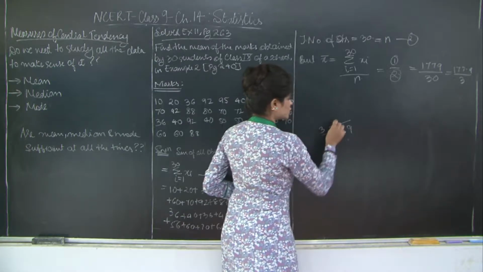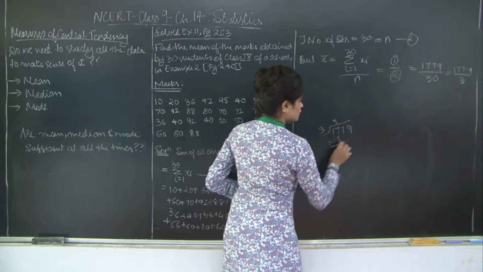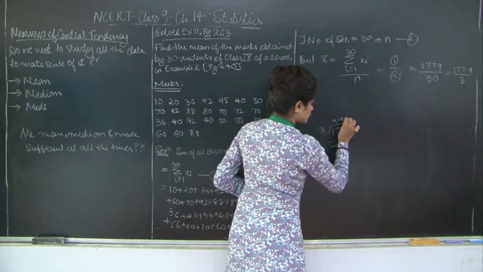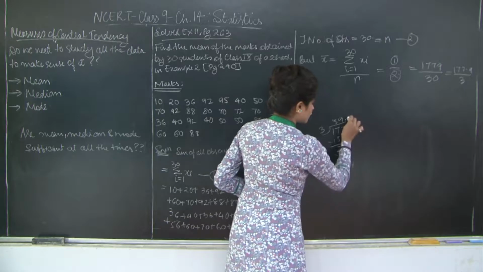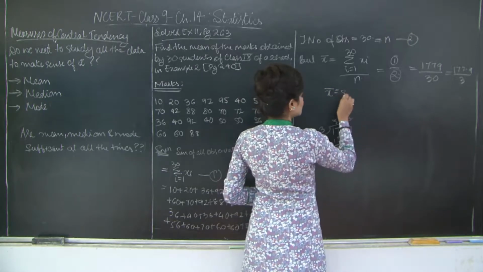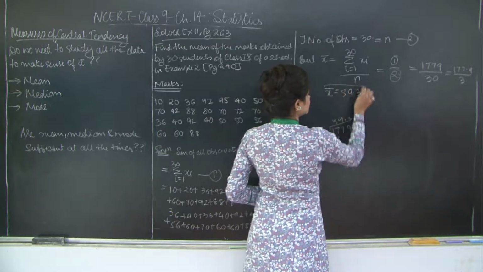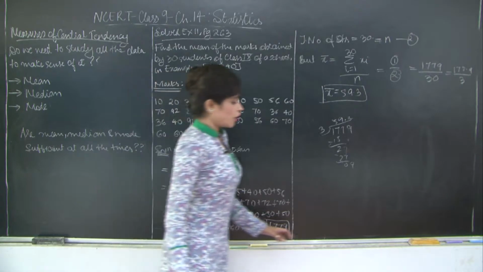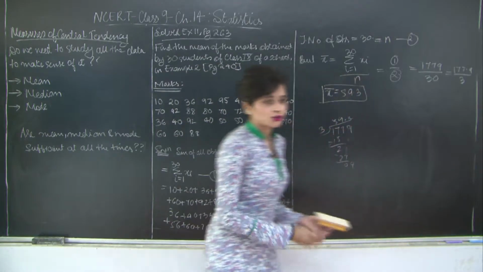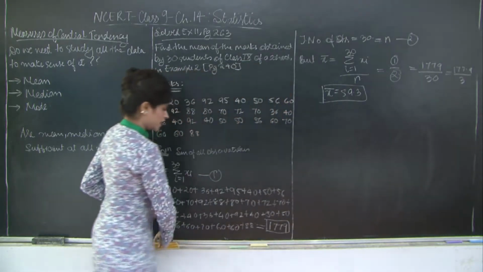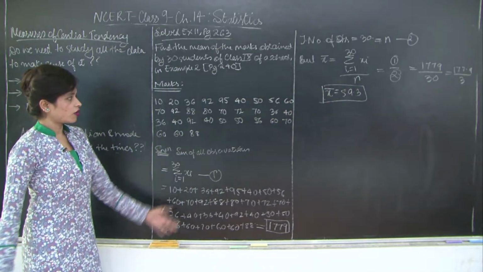177.9 divided by 3. So 3 5s are 15. 3 9s are 27. 3 3s are 9. So the mean x bar is equal to 59.3. So this has helped us find the mean of the marks secured by 30 students in the class, which is 59.3 marks. But don't you think this was really tedious writing all the data?